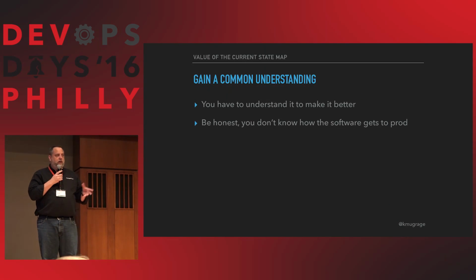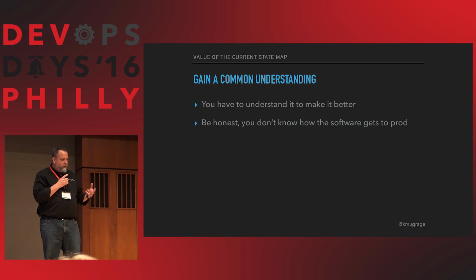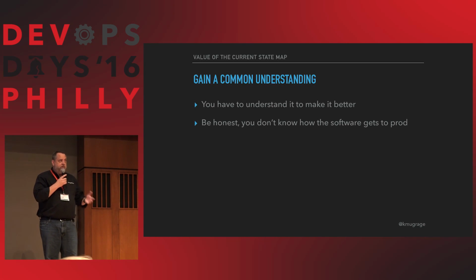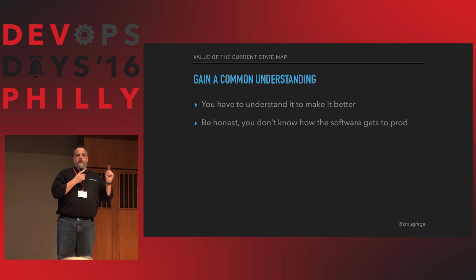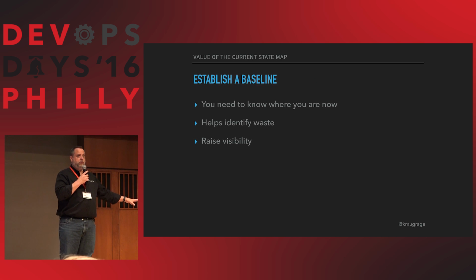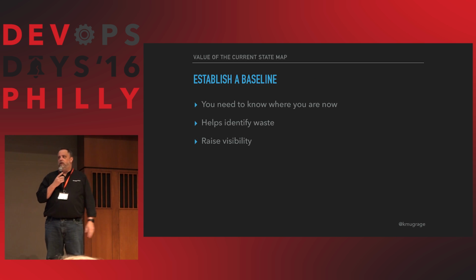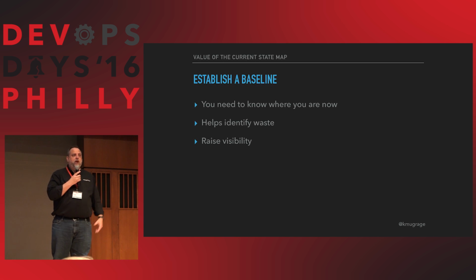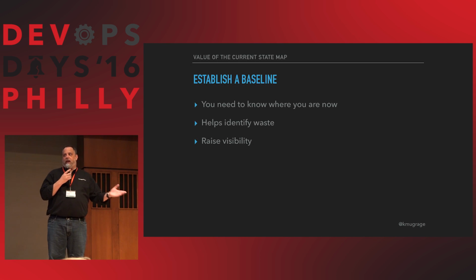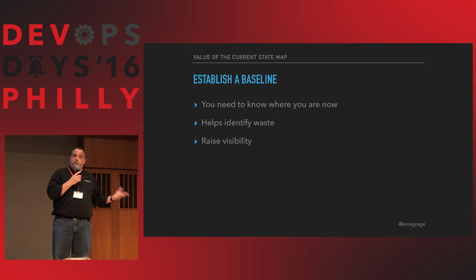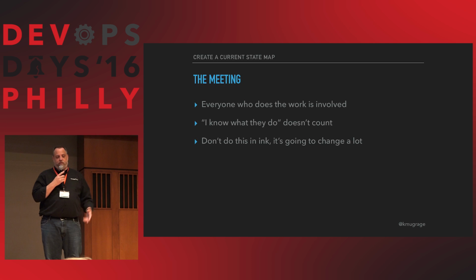So first thing, the reason you're doing this, is that you really want to have a common understanding. You want to make sure that everybody in your organization agrees, what we're doing, when we're doing it, why we're doing it. I don't think there's a single person in here that can tell me from idea to production everything you do in your process. I just don't believe that there is. So the purpose of creating it is we need to establish a baseline. We need to know where we are now, or we can't measure if we're getting any better. There's probably things you're doing that people don't know about, so raise some visibility and so forth.